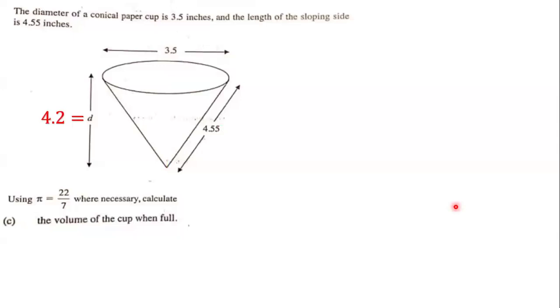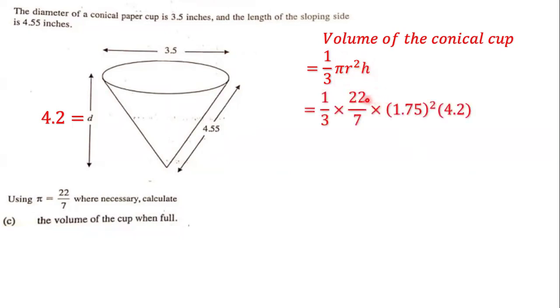Here we need to figure out the volume of the cup when full. Now, what is the volume of the conical cup? The formula for the volume of the conical cup that we could use is 1/3 times pi r squared times h. Pi is 22/7. R is 1.75. And h is definitely 4.2, because 4.2 is the height or the depth of the cup.